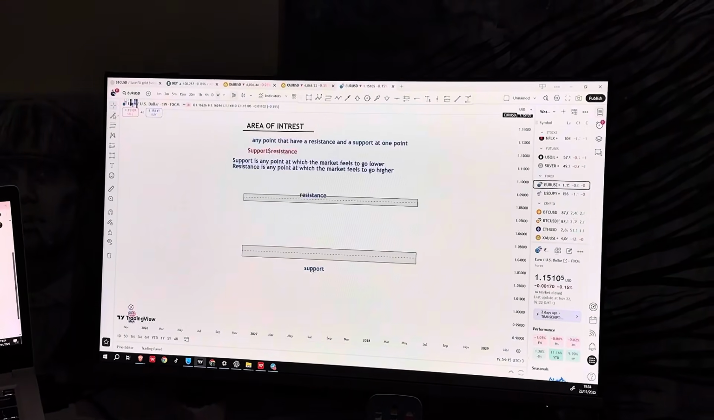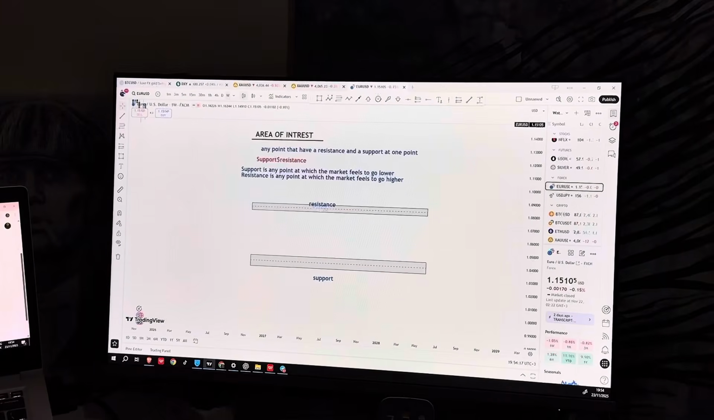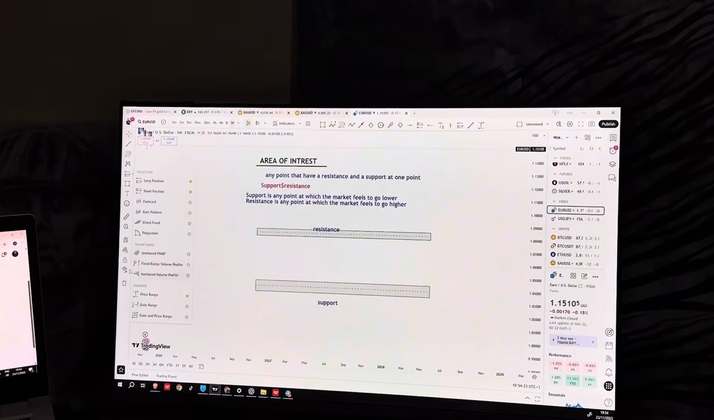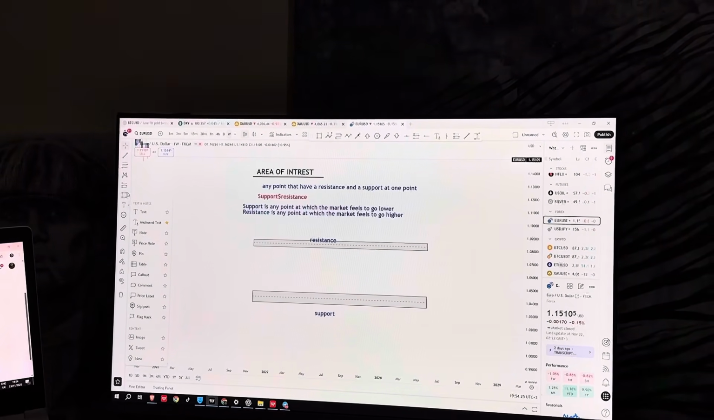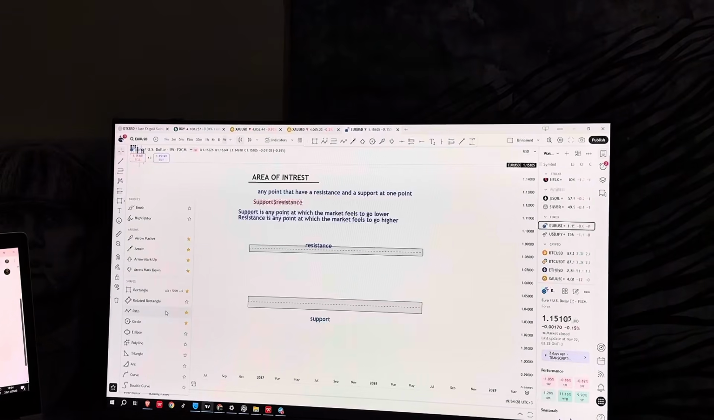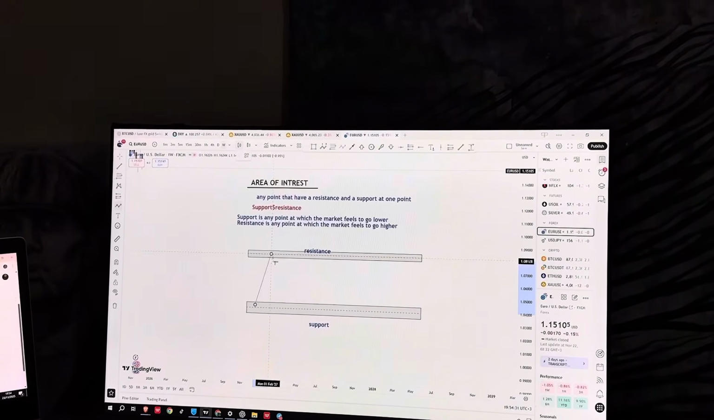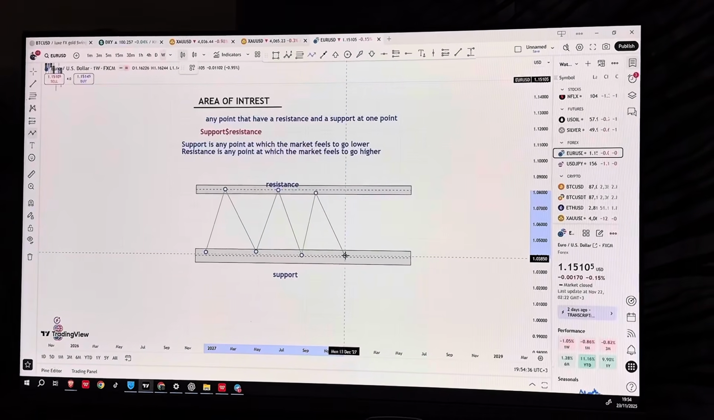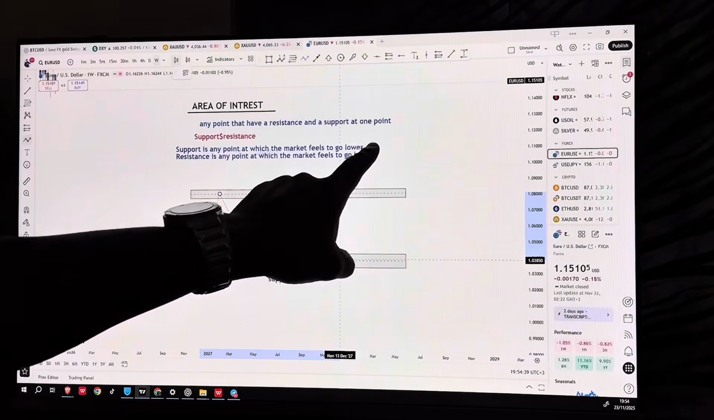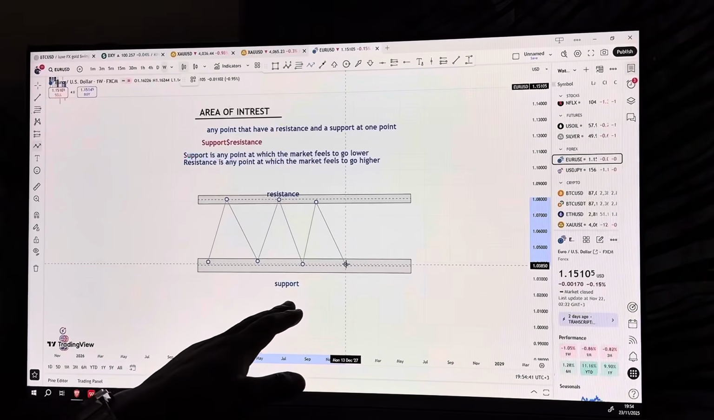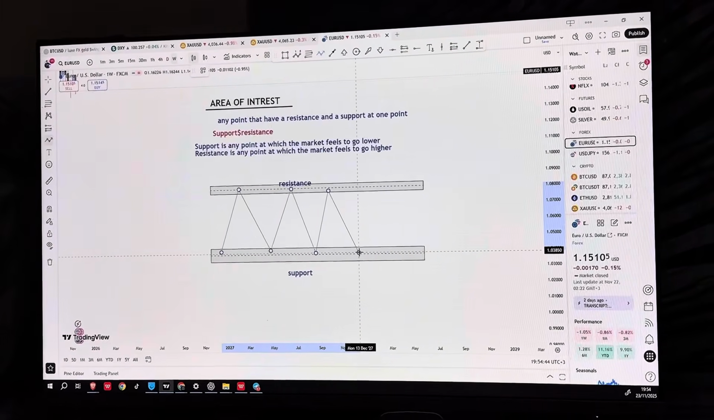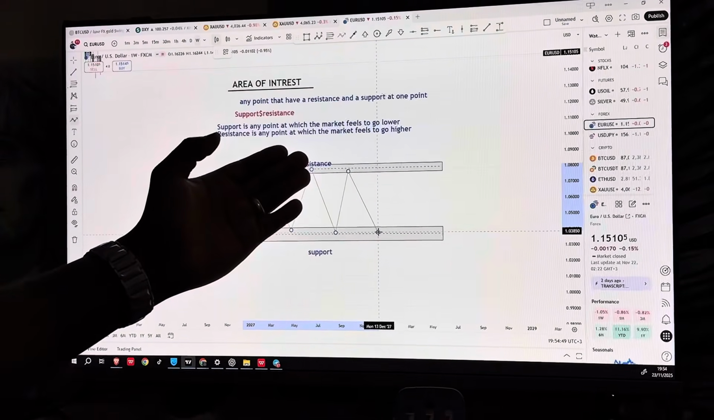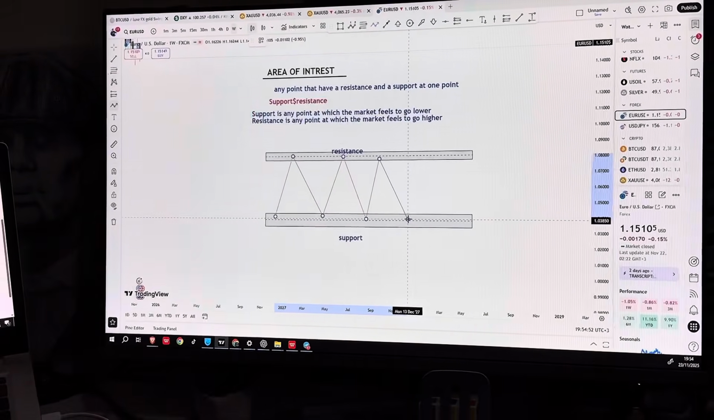This is a candlestick. Anyway, these are your candlesticks. They're moving in between support and resistance. Support is any point at which the market feels to go higher, and it is also called your demand zone. Resistance is any point at which the market feels to go lower, and it is also called your supply zone. So at resistance, we sell; at support, we buy.